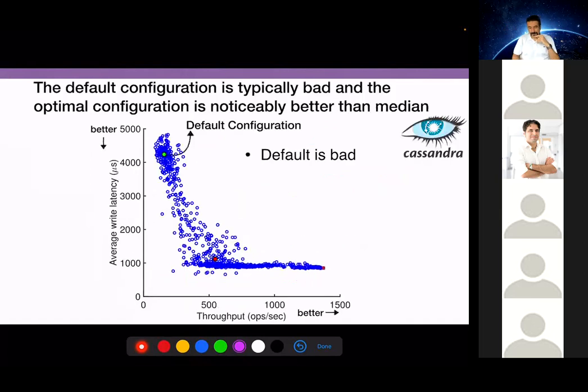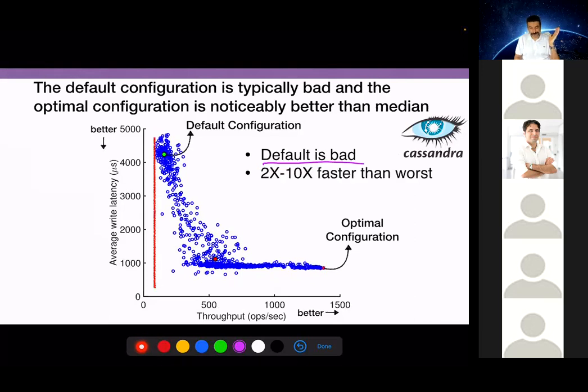So overall, if I want to summarize, the default configuration is typically bad. The optimal configuration could be even 10 times faster than the worst configuration of the system. And this is noticeably faster than even the median performance of the system.